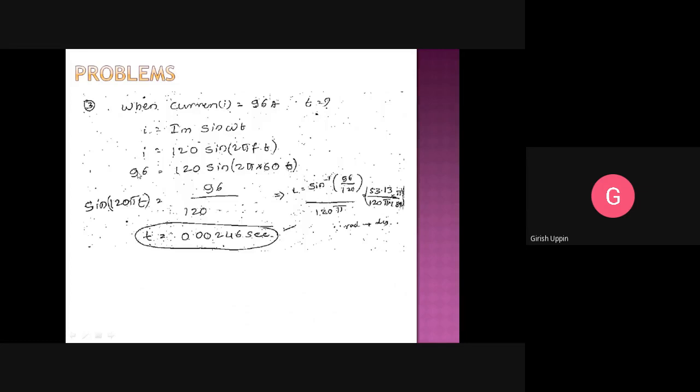Now what you have to do is calculate 96 divided by 120. Sine of 120 ft is equal to 96 by 120. Then take the sine inverse of whatever right hand value you get. Once you get the sine inverse of that value, you divide that value by 120f. That is the time you will get. So if you do that calculation, you get t is equal to 0.00246 seconds.